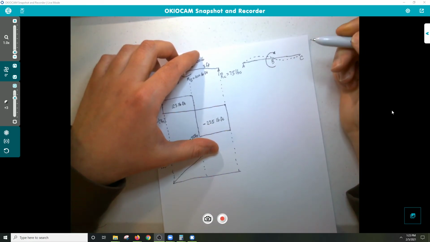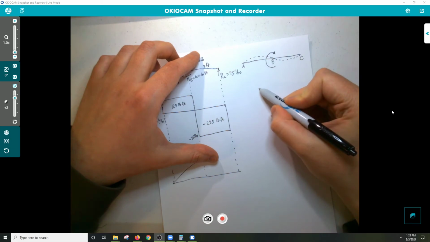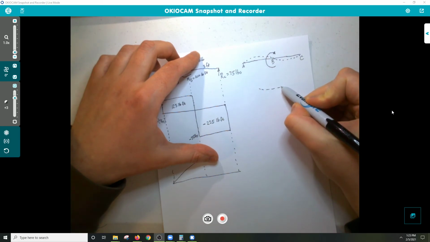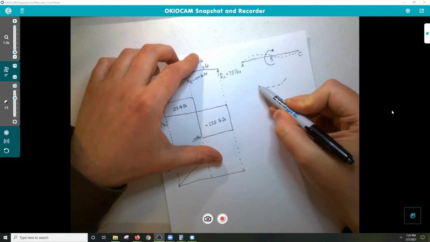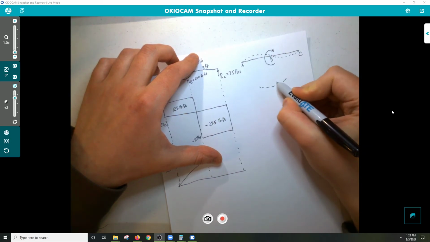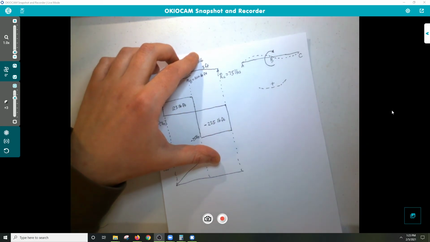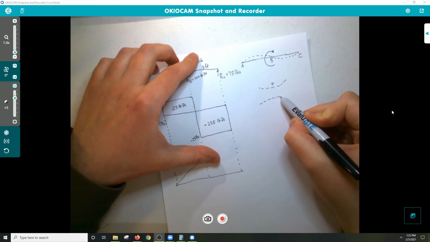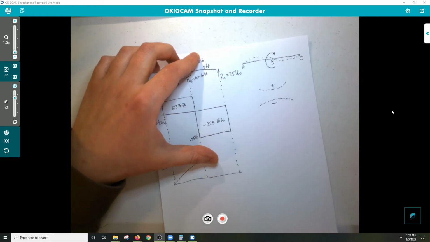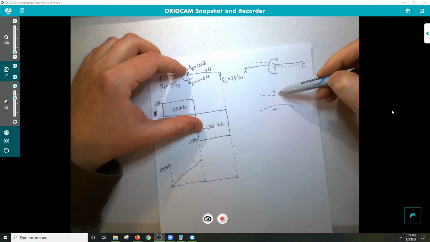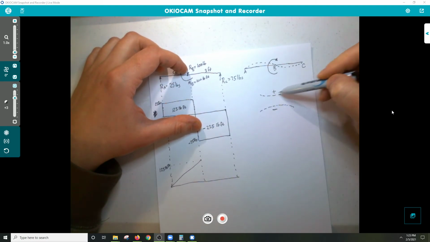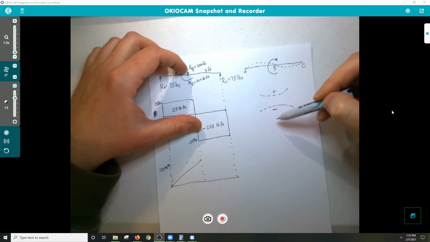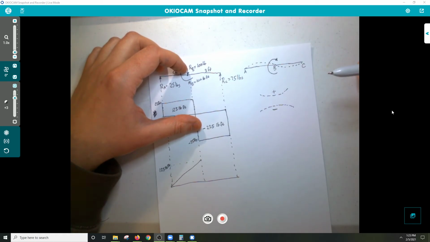So beam and bending states that when you have a beam that's bent this way, we end up getting a positive, and when we have a beam this way, we get a negative. And kind of the funny way of remembering that is, if it looks like a smiley face, it's positive. If it looks like a frowny face, it's negative.